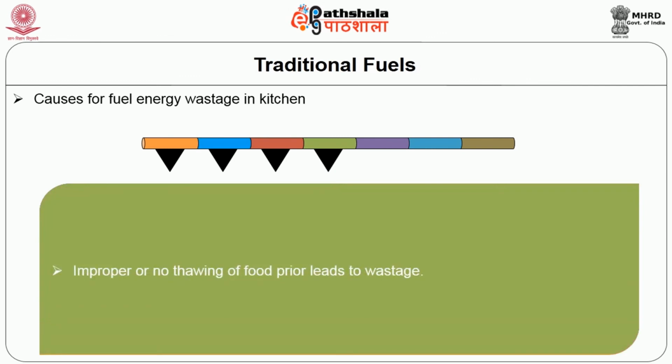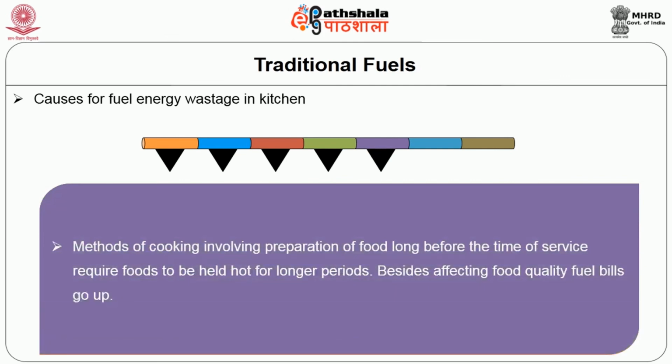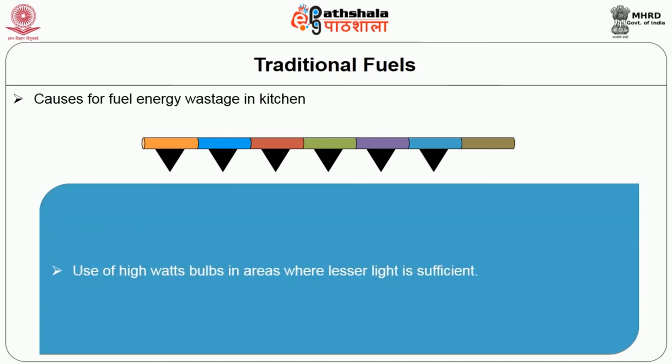Improper or no thawing of food prior to cooking leads to wastage. Methods of cooking involving preparation of food long before the time of service require food to be held hot for long periods. Besides affecting food quality, fuel bills go up. Use of high watt bulbs in areas where less light is sufficient. Keeping exhaust fans on even after preparation.